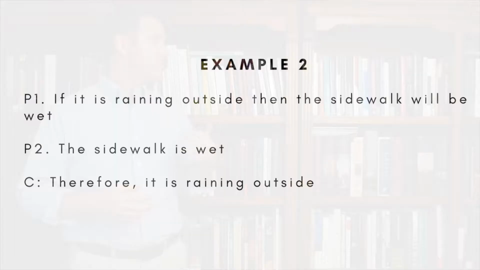Let's go ahead and look at an example. Premise 1. If it is raining outside, then the sidewalk will be wet. Premise 2. The sidewalk is wet. Conclusion, therefore it is raining outside. This argument commits the error of affirming the consequent. Notice that now we could easily argue the sidewalk might be wet for other reasons, like somebody washed their car or the sprinklers turned on.